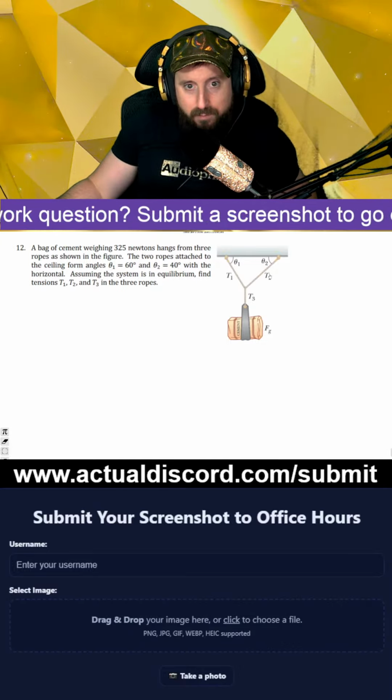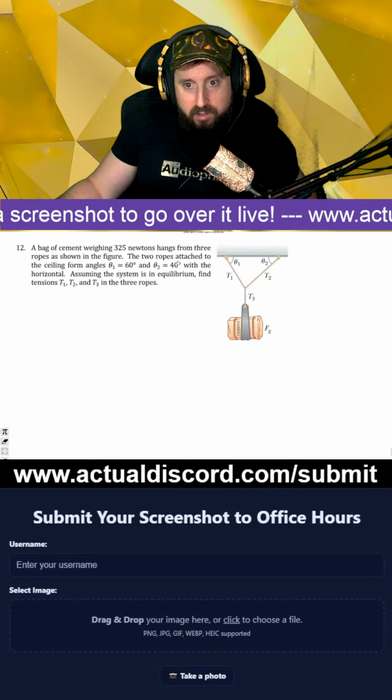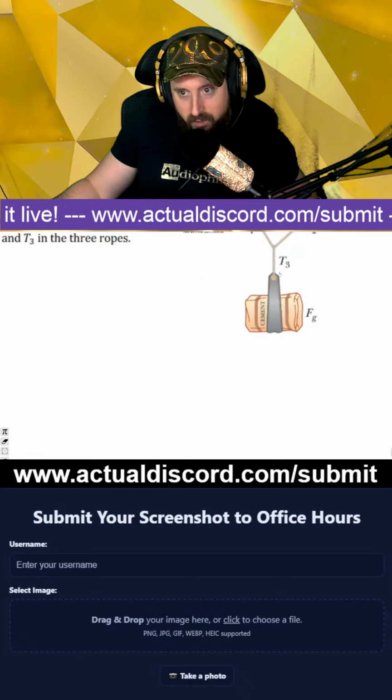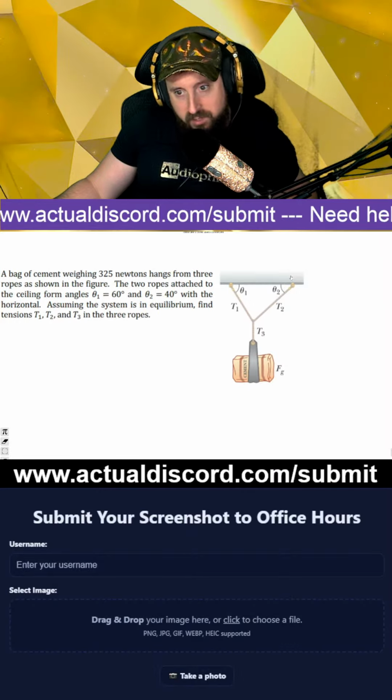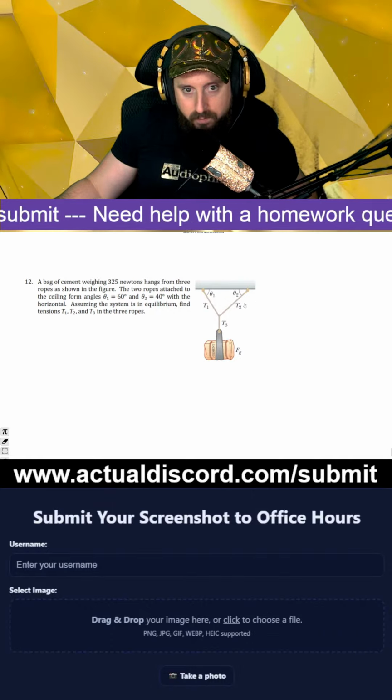35 newtons attached from 3 ropes as shown below. The 2 ropes attached, theta 1 is 60, theta 2 is 40. I know what messes you up. It's the sines and cosines here for sure. Find the tensions. I'm a physics teacher, physics professor. There you go. Whatever you want to call it.